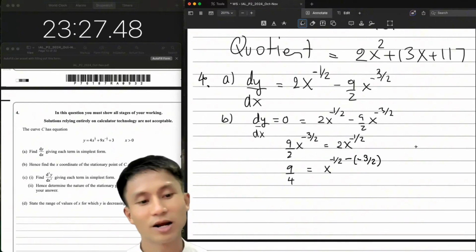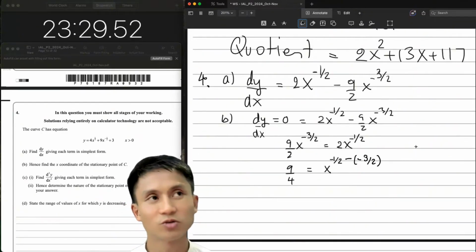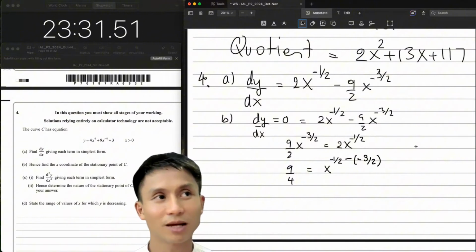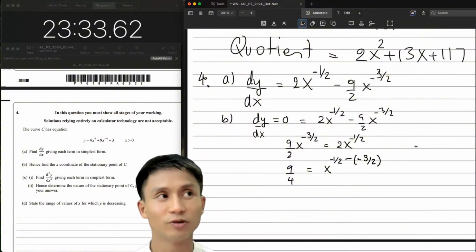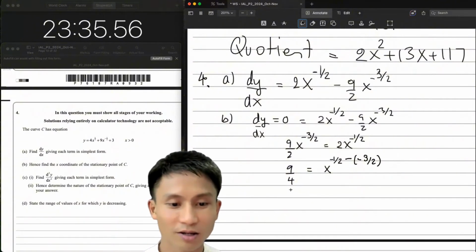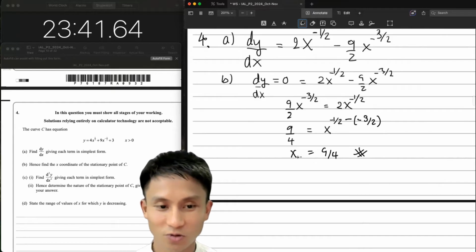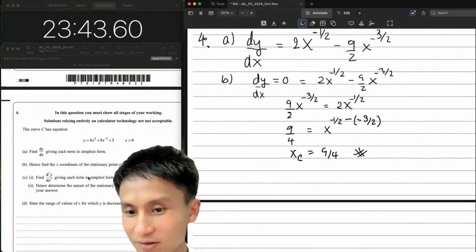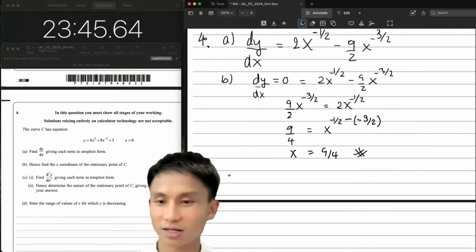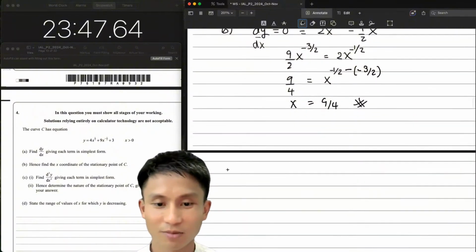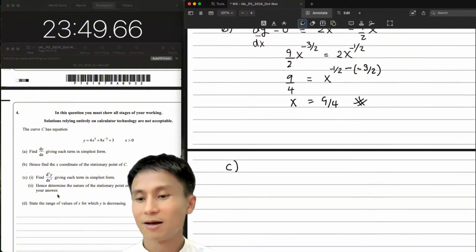So minus 1/2 minus 3 over 2, you're going to get plus 3 over 2. So that becomes 2 over 2, so that is actually 1. And that is actually the answer. Okay, that's the x-coordinate of C. All right, x-coordinate of C, yeah? Stationary point. No, just C, yeah. All right. Next one, C.